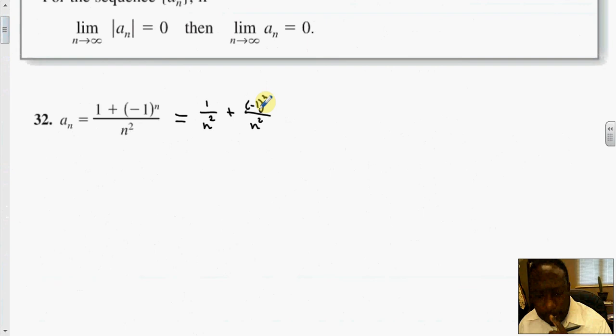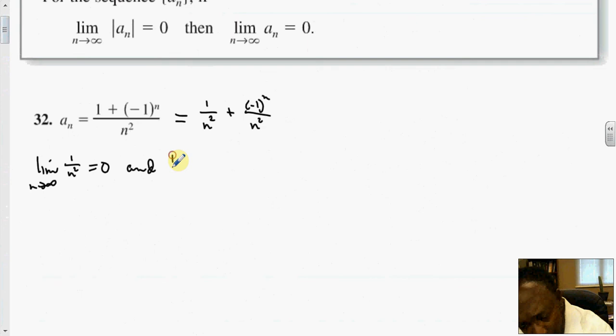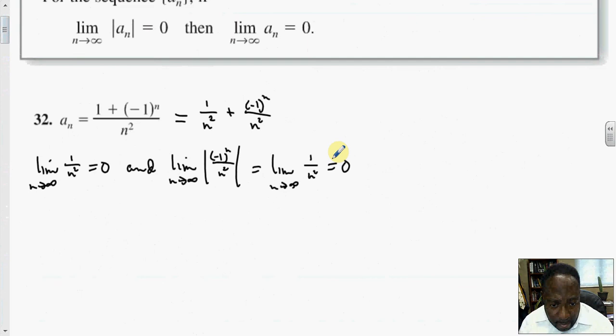Now, the first part, we have no problem. The limit of 1 over n squared as n goes to infinity goes to 0. And let's take the other part here. Based on the absolute value theorem, we look at the limit as n goes to infinity of the absolute value of negative 1 to the n all over n squared. This is equal to the limit as n goes to infinity of 1 over n squared, which also goes to 0. Right. So here we took the absolute value of this sequence, and we got that limit equal to 0. So then the limit of the original sequence must also go to 0.